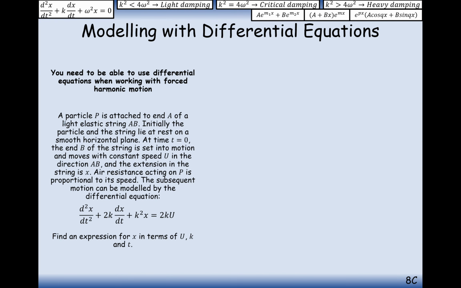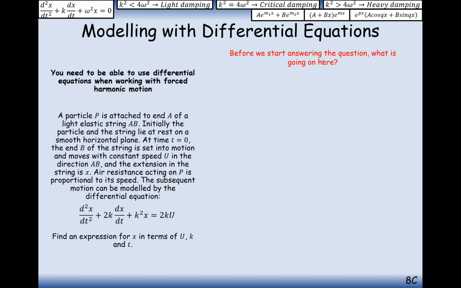Okay, so let's do one final example then. A particle P is attached to end A of a light elastic string AB. Initially, the particle and the string lie at rest on a smooth horizontal plane. At time t equals 0, the end B of the string is set into motion and moves at a constant speed u in the direction AB, and the extension in the string is x. Air resistance acting on P is proportional to its speed. The subsequent motion can be modelled by the differential equation: this second order derivative here equals 2ku. Find an expression for x in terms of u, k and t.